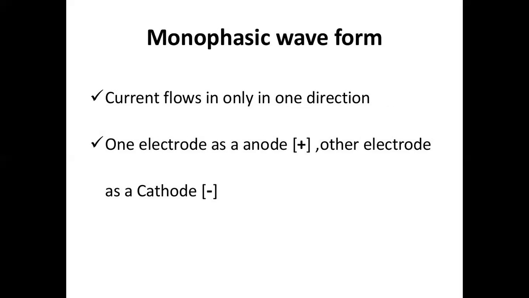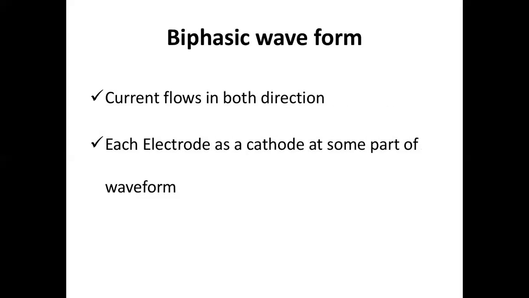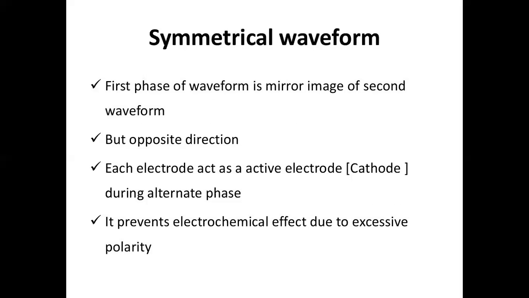In a monophasic waveform, current flows in only one direction, with one electrode as an anode and the other electrode as a cathode. In a biphasic waveform, current flows in both directions. Each electrode acts as a cathode at some part of the waveform. In a symmetrical waveform, the first phase of the waveform is a mirror image of the second phase, but opposite in direction. Each electrode acts as an active electrode, the cathode, during alternate phases. It prevents electrochemical effect due to excessive polarity.